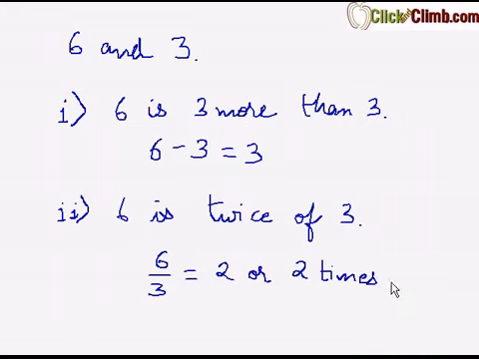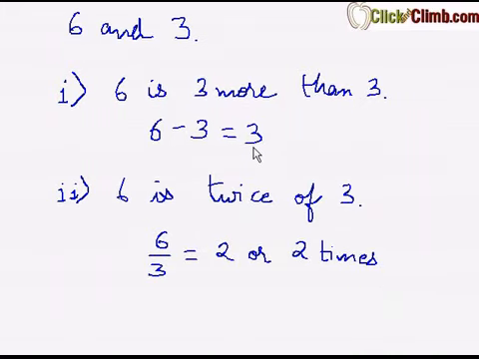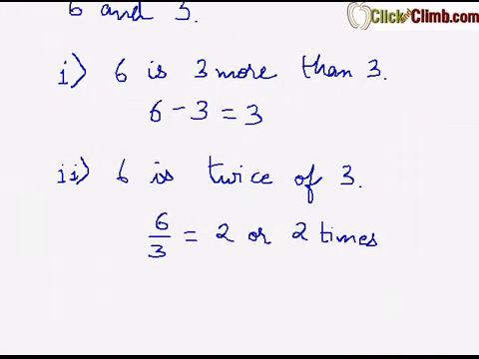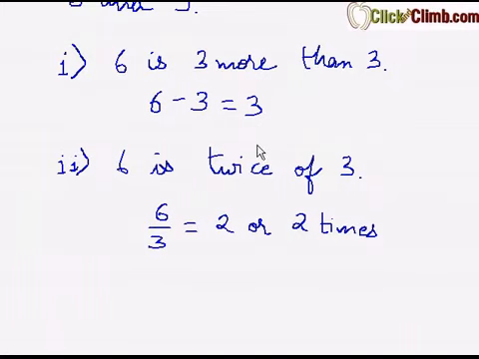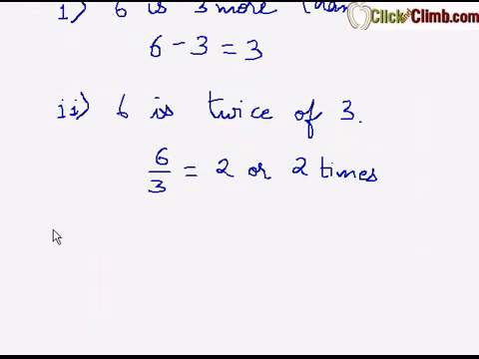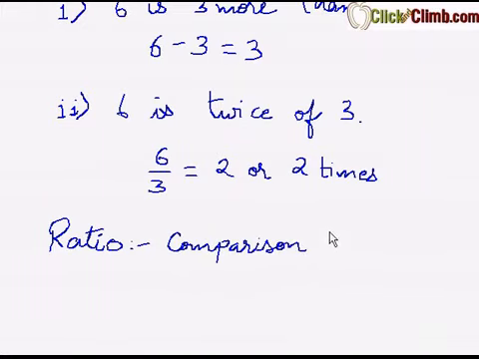Now, in the first example, what I'm doing is comparing by subtraction. I'm subtracting the two numbers to get the comparison, and in the second one I'm dividing the two numbers to get the comparison. The second example is of ratio, so I can say that ratio is comparison of two quantities by division. So in simple words, ratio is comparison by division.